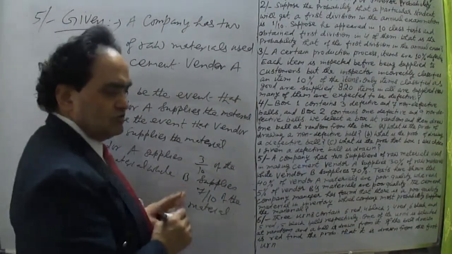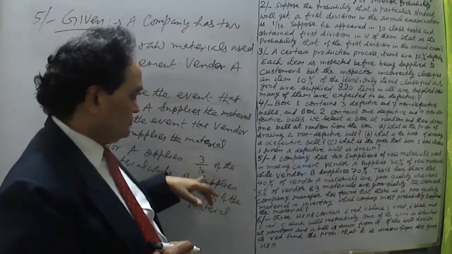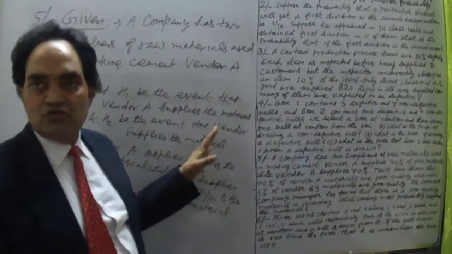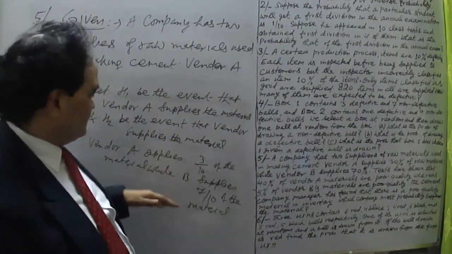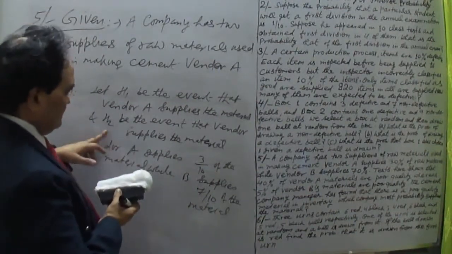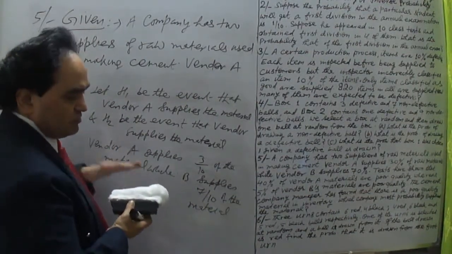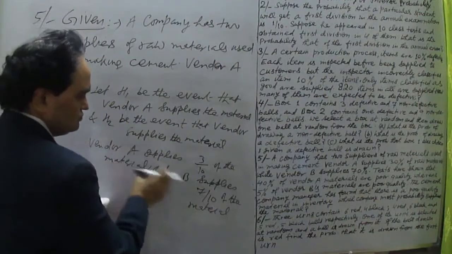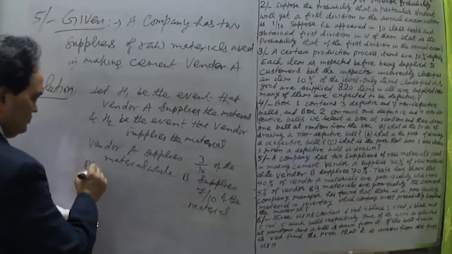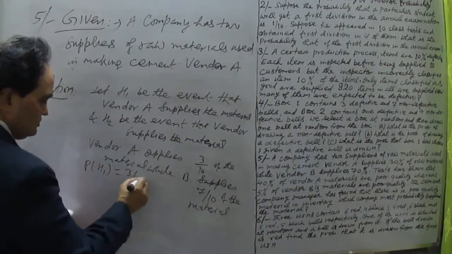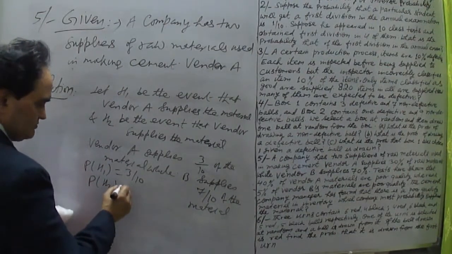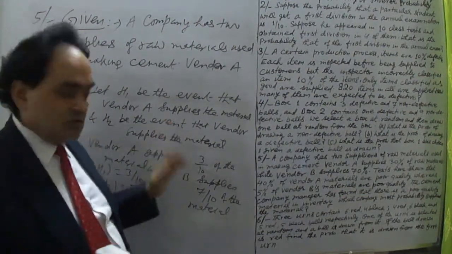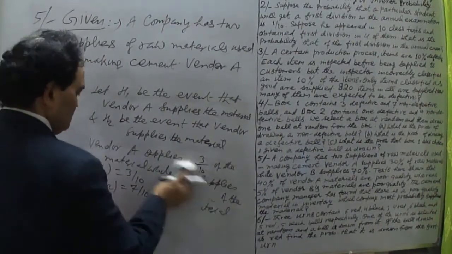Now, it says poor or defective quality. So the poor quality material is what he supplies. E is the event that they are supplying poor quality material. Here we have taken H1 and H2. Let E be the event of poor quality. The probability of H1 is 3 upon 10, and the probability of H2, the second vendor, is 7 upon 10. This is the material they have supplied. Out of that, what percentage is of poor quality?